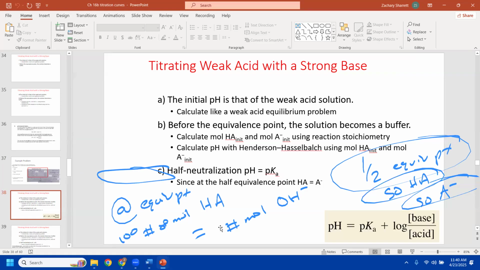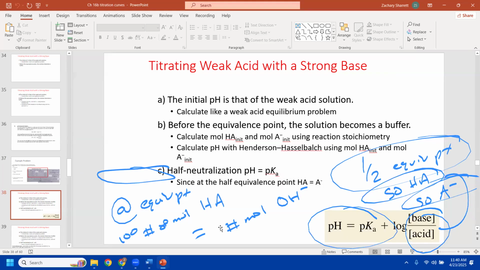What happens to this thing right here? Colby? Not quite equilibrium, but it means that the numbers are equal, 50 and 50. What is 50 divided by 50? And what is the log of 1? So the pH equals the pKa at the half equivalence point every time.